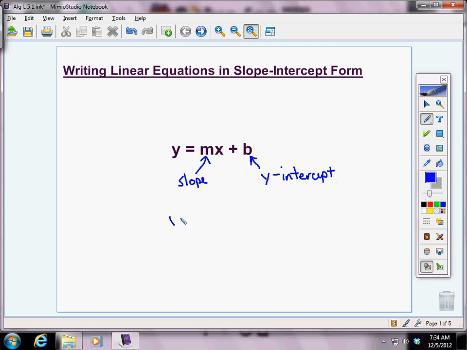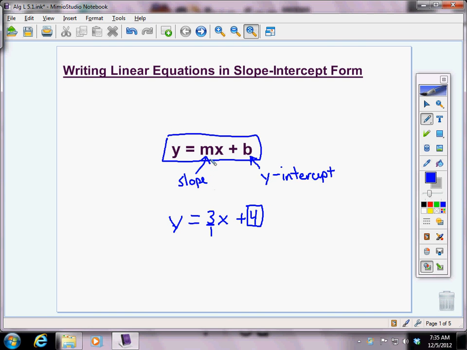So if we have an equation like y equals 3x plus 4, we would know that our graph hits the y-axis at 4, and then it rises 3 and runs 1. And then we'd have our positive slope of our line. So when we have an equation in slope-intercept form, it's easy for us to graph it. It's easy for us to see the trend of what's happening.